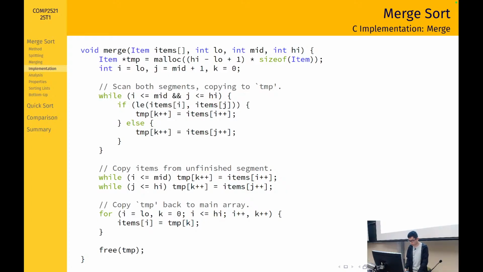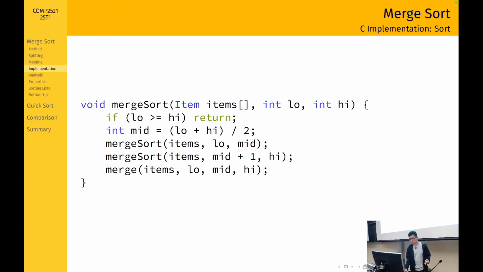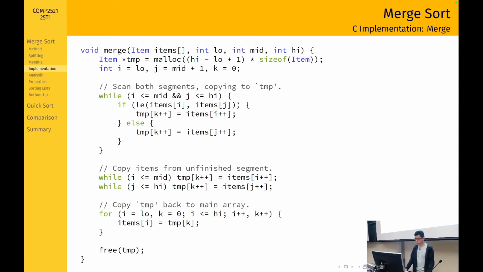Okay, another thing to notice is that we're mallocing a temporary array every time we call the merge function. So one possible improvement is you could just malloc one giant array at the beginning and then reuse that, so you don't have to call malloc every time you merge. And then you can just pass that temporary array into the merge function. So that's one way you can improve this.